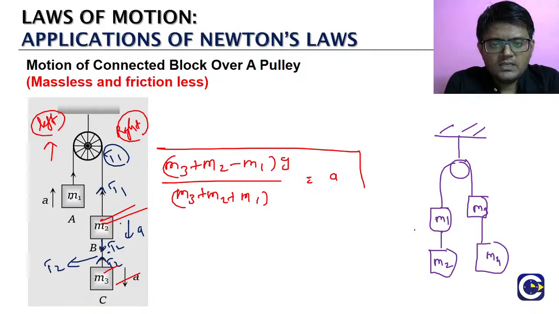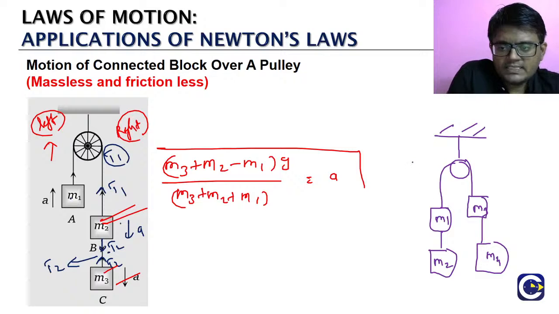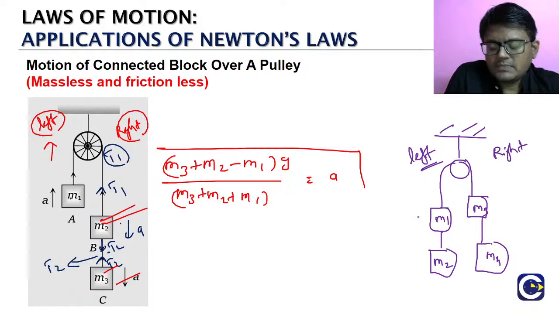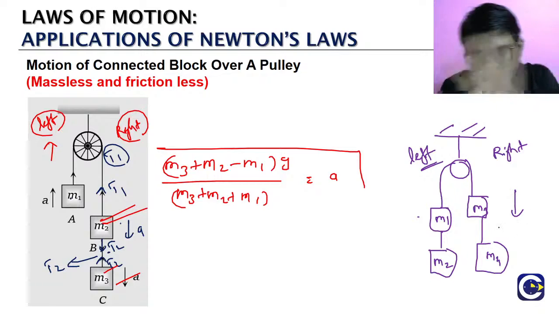ஓகே, ஸோ எல்லாம் சேம். That ropes are inextensible. அந்த மாதிரி ropes மாஸ் கிடையாது. And pulley is frictionless. So left side what is the mass on that left side? m1 and m2. Right side m3 and m4.